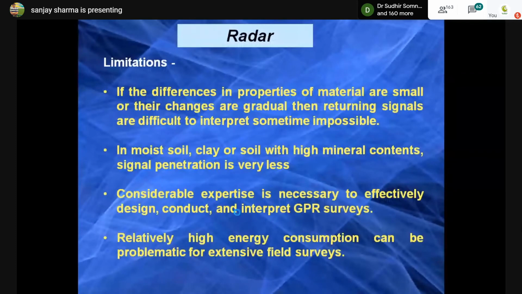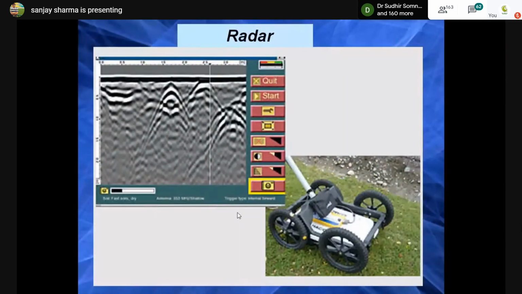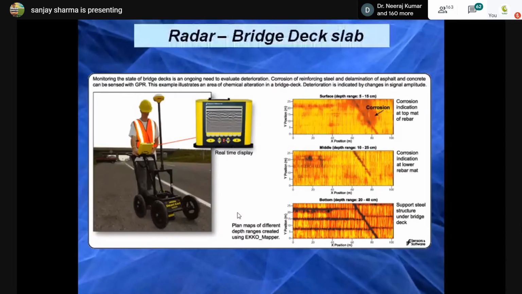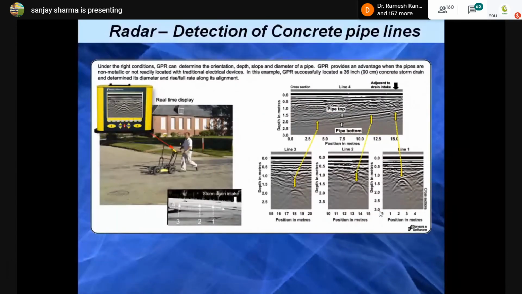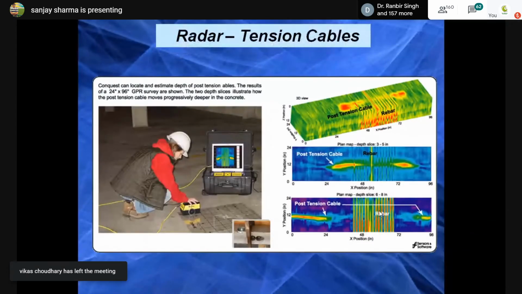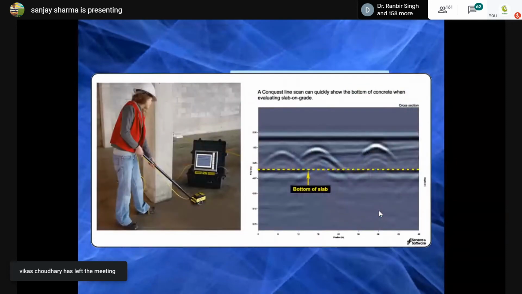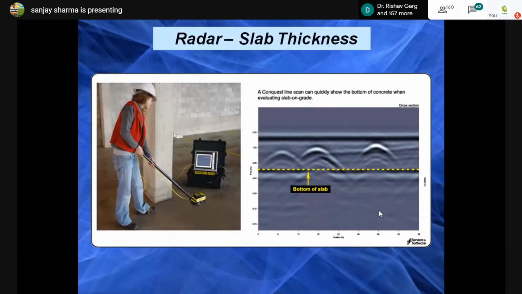So this is again the radar shown here. This is what you get with thermography and all that also, and with this type of software you can analyze the data taken from the site. These are the tension cables shown here. Slab thickness can be determined.